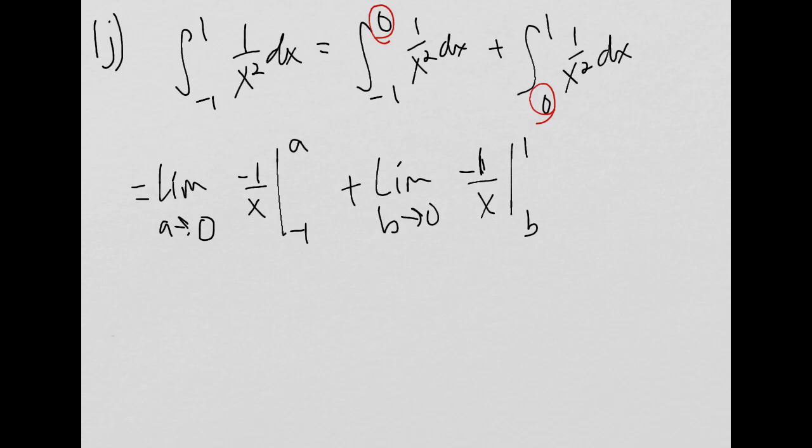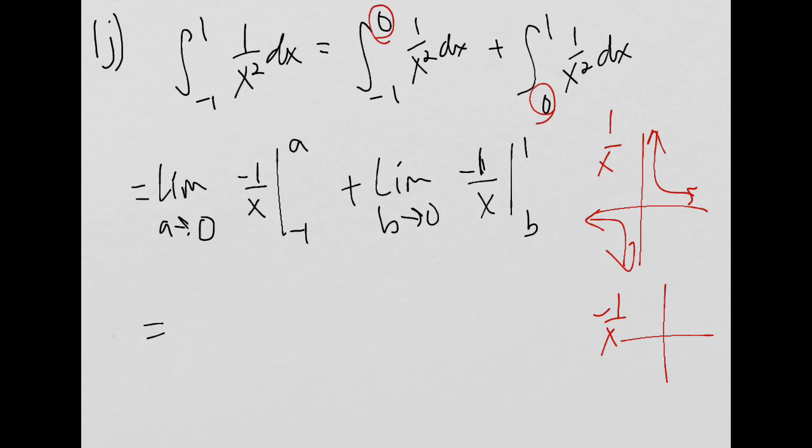So from here, I just have to evaluate those limits. I need to look at the limit as a approaches 0 of this thing. Why don't I draw a graph of 1 over x? So 1 over x looks like this. Actually, I've got negative 1 over x, which is going to be a flipped version of that, so it's going to be like this. And as a approaches 0, and I should really say a approaches 0 from the left, and then as b approaches 0 from the right.